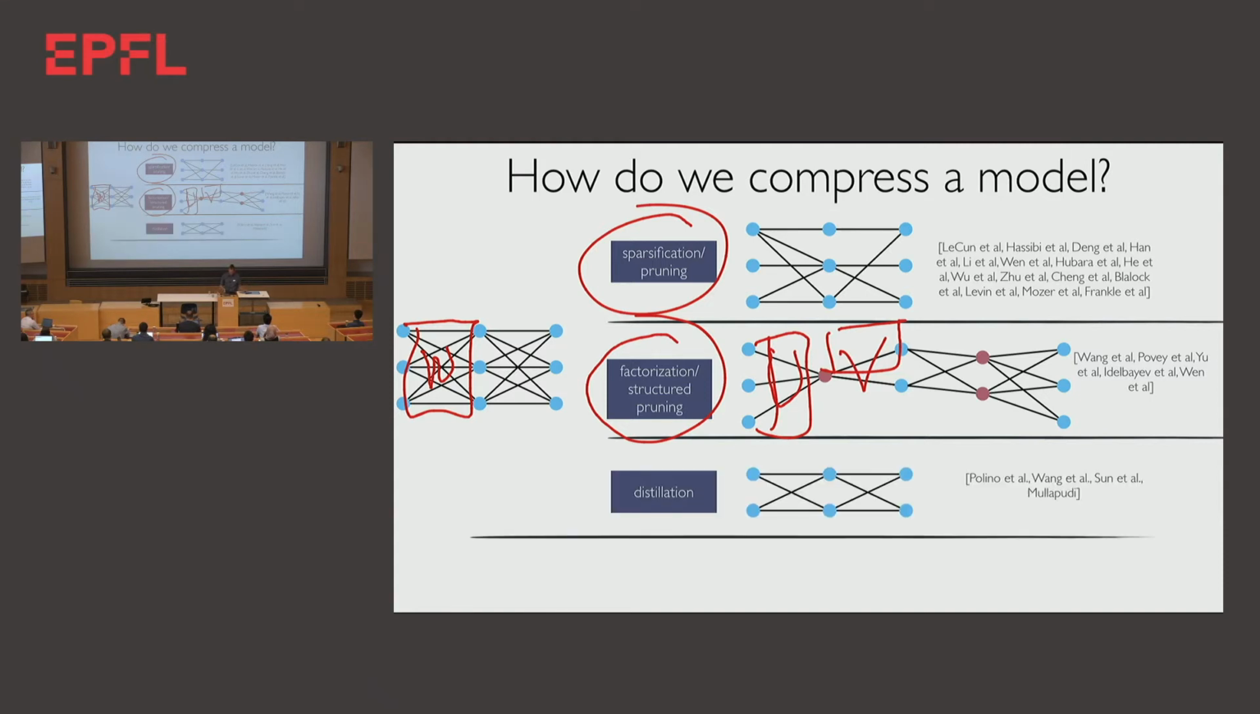Another one is called distillation, where you start with a large model and try to have a smaller one, literally something with less width and less depth, but the same performance.